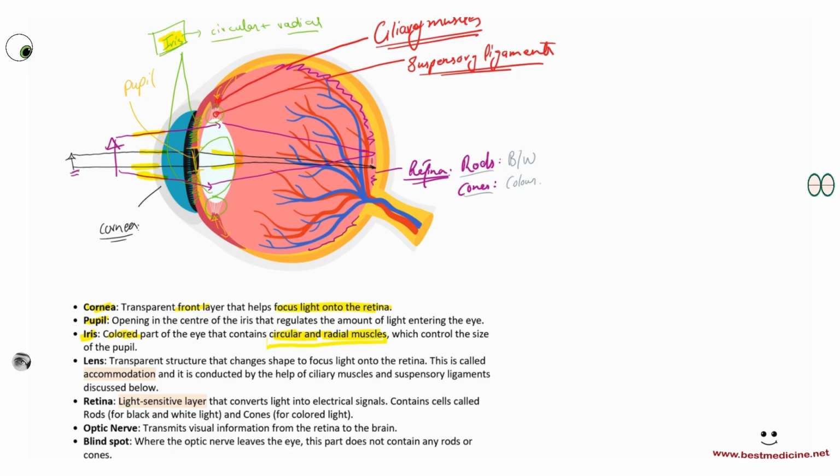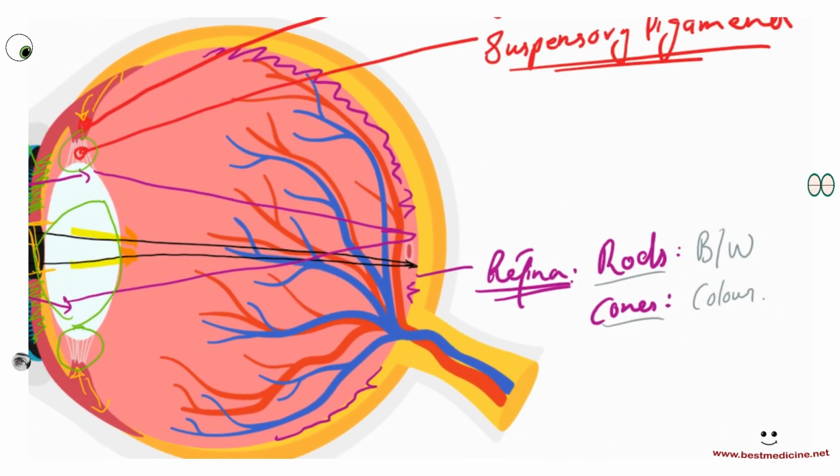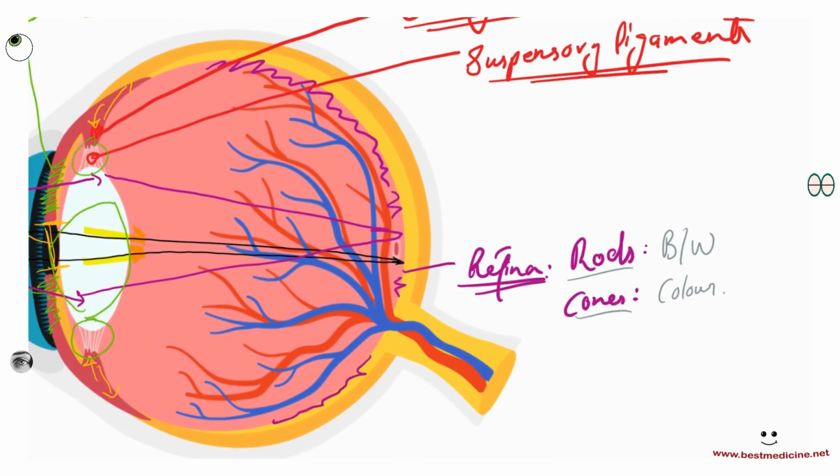Lens. The lens is a transparent structure that changes shape to focus light onto the retina, and that is called accommodation. It is conducted with the help of ciliary muscles and suspensory ligaments, okay? Retina, the light-sensitive layer. This is able to convert light into electrical signals. It contains cells called rods for black and white light and cones for colored light. Now here's the thing. Each of those rods and cones, and maybe we can change the color here.